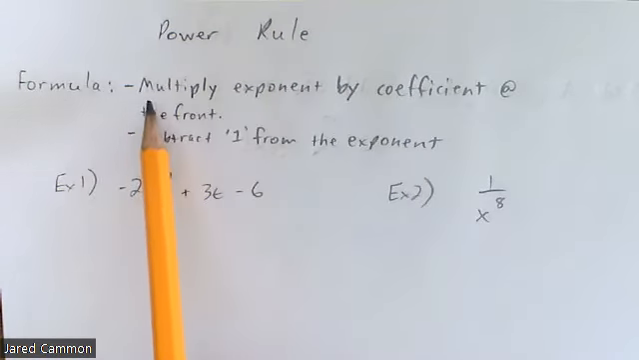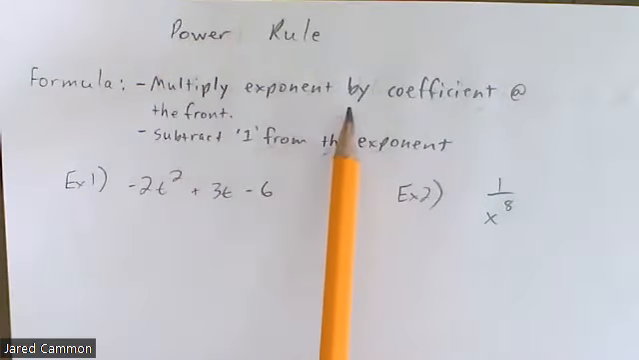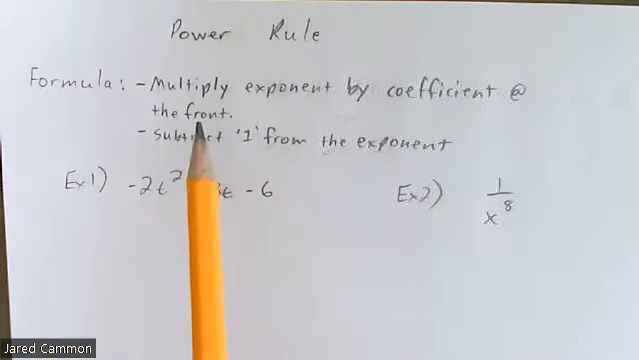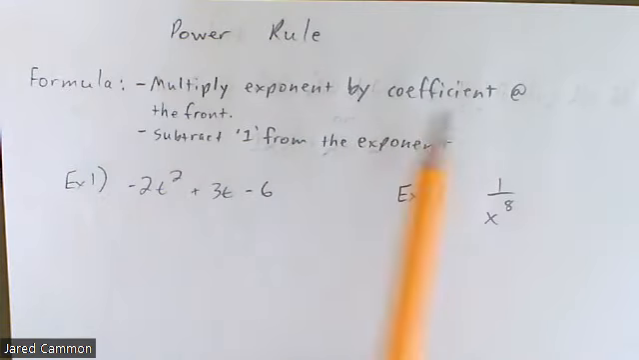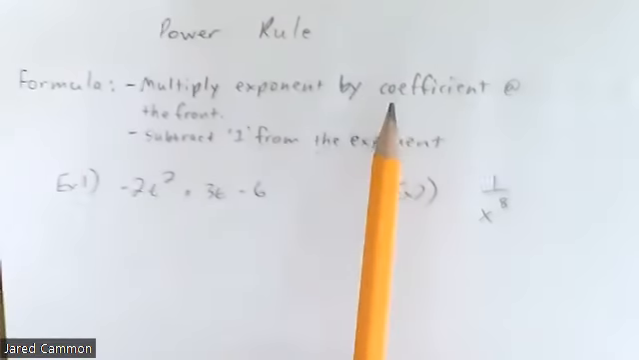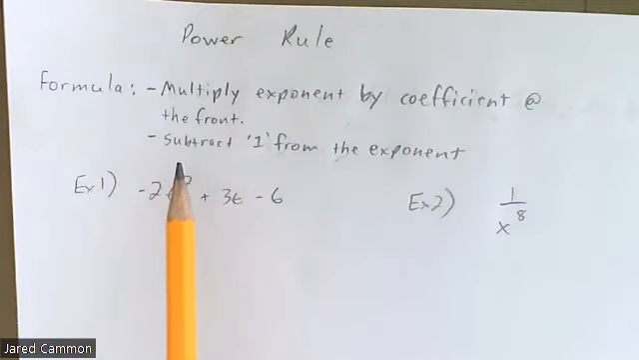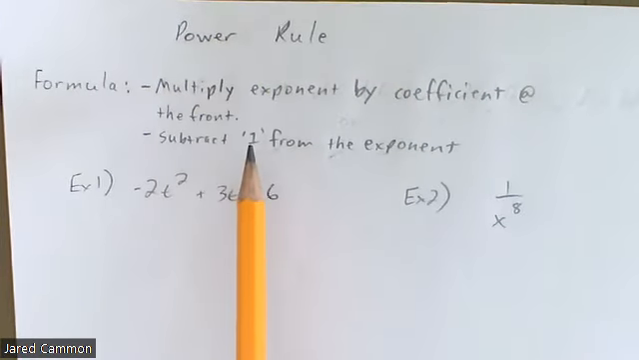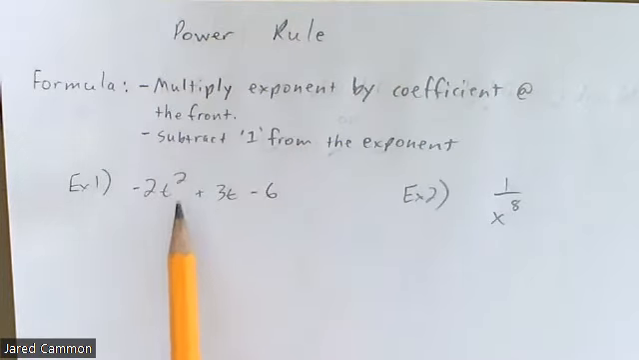These steps are: you want to multiply the exponent by the coefficient at the front. So when you have a term, take the exponent multiplied by the coefficient, or the number at the front. And then you're going to take that exponent and subtract 1 from it. And then that's pretty much it. So here are some examples.